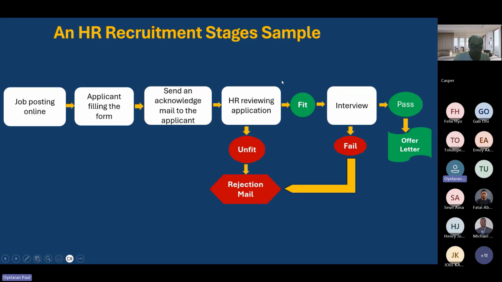And after then, the HR will review the application of that candidate. Then from there, the HR will be able to say this candidate fits or does not fit. If the candidate does not fit the role, HR is going to send a rejection mail, right? If the person is actually a fit, HR is going to schedule an interview. After maybe the person passes the interview, next is what? If the person passes, then the person receives an offer letter. If the person fails, then a rejection mail comes in.